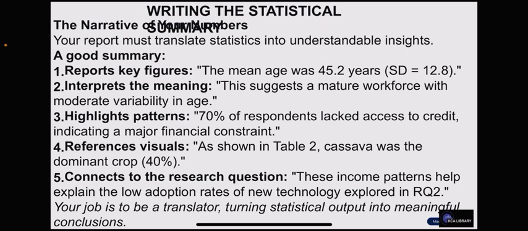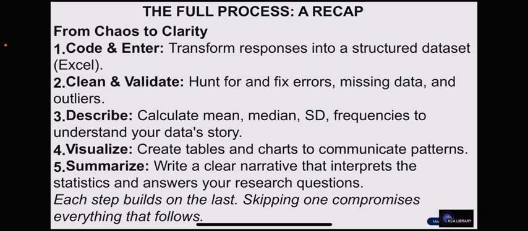Reporting the figure, in the sense that the mean age was 45.22 years, with SD equal to 12.8. Interpreting the meaning, in the sense that this suggests a mature workforce with moderate variability in age. Highlighting patterns, in the sense that 70% of respondents lack access to credit, indicating a major financial constraint. And referencing visuals, as shown in Table 2, cassava was the dominant crop at 40%, and so on. You understand? So now let's move on to the full process, a recap of what we've been doing.